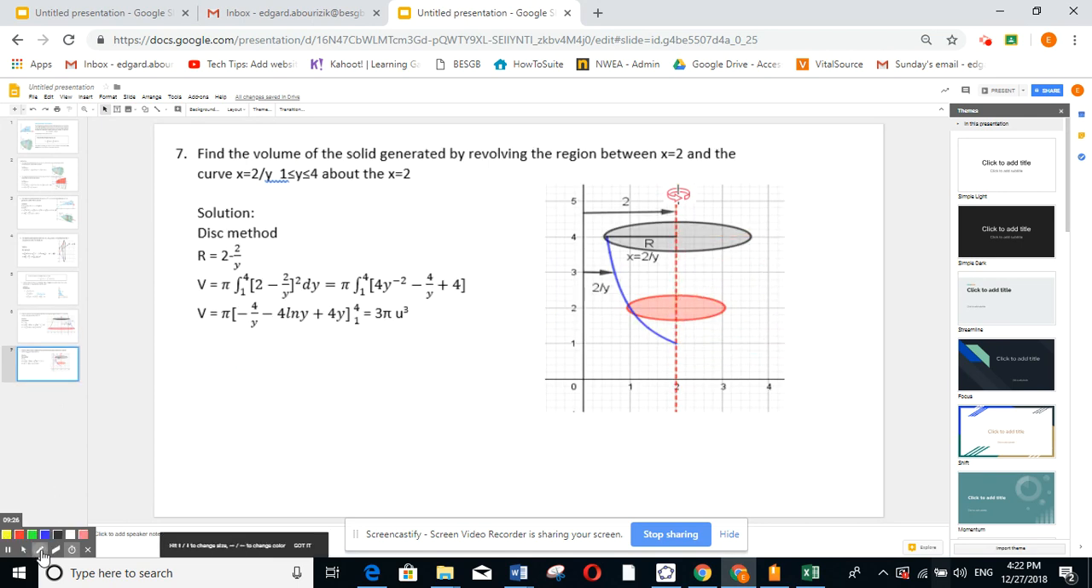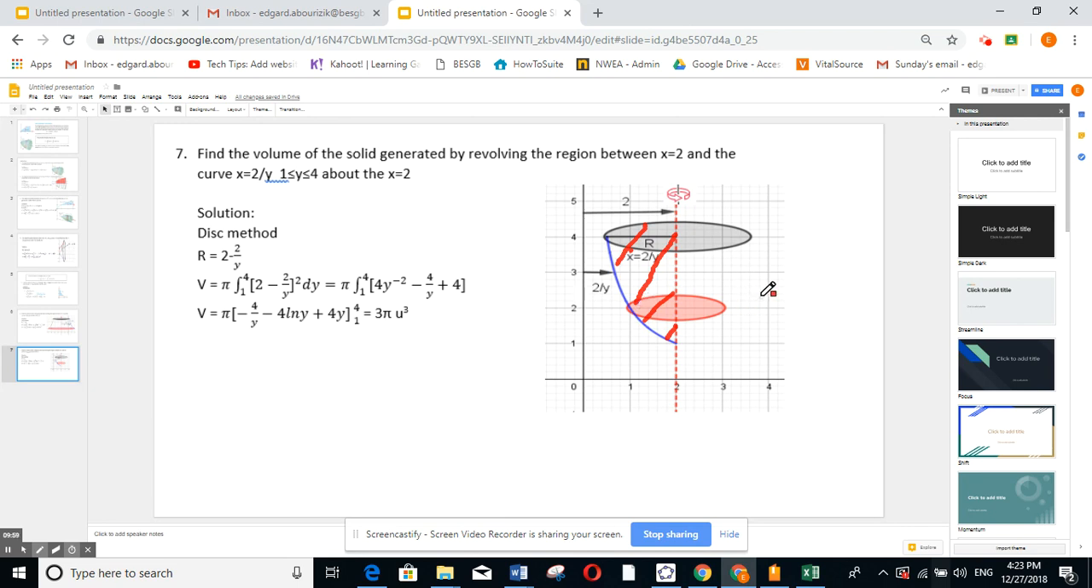And the last example here, I want to rotate the solid between x equals 2 and the curve x equals 2 over y. This is the y-axis, this is the x, this is x equals 2. So I have this region here, between 2 and 1, with y between 1 and 4. Now, because it's vertical, it's dy, not dx. So it's a vertical rotation.